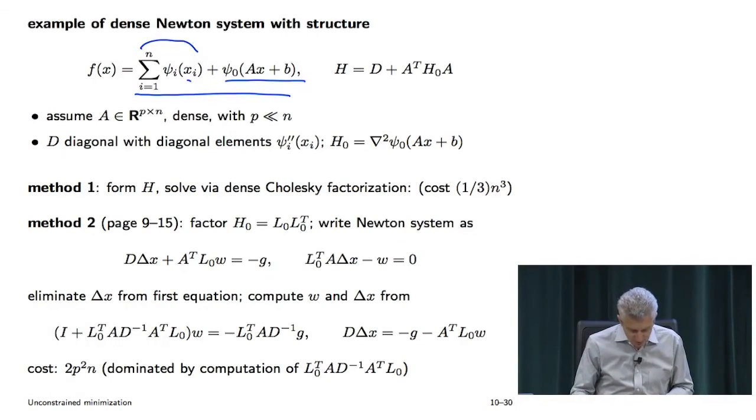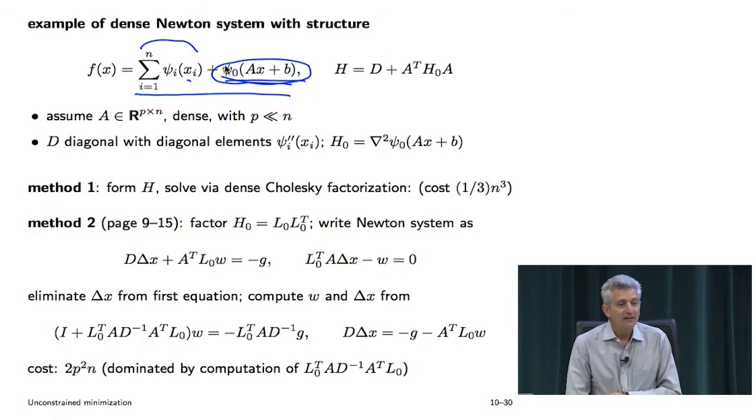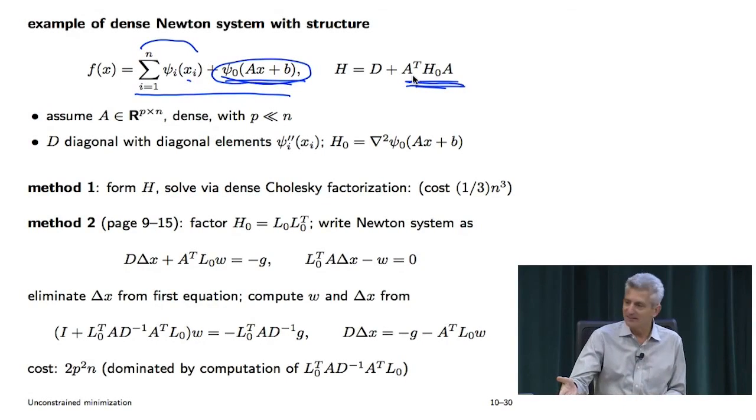Now when you see something like that, the Hessian is this. There's just simply a formula for the Hessian. H0 is the Hessian of the psi here, psi 0, evaluated at Ax plus b. By the way, this formula for the Hessian, we put these things in an appendix of the book because it's a pain to work them out.